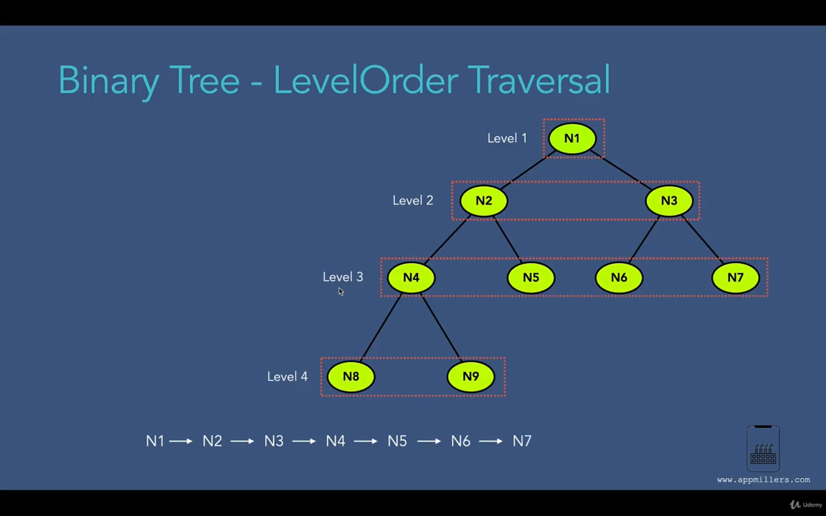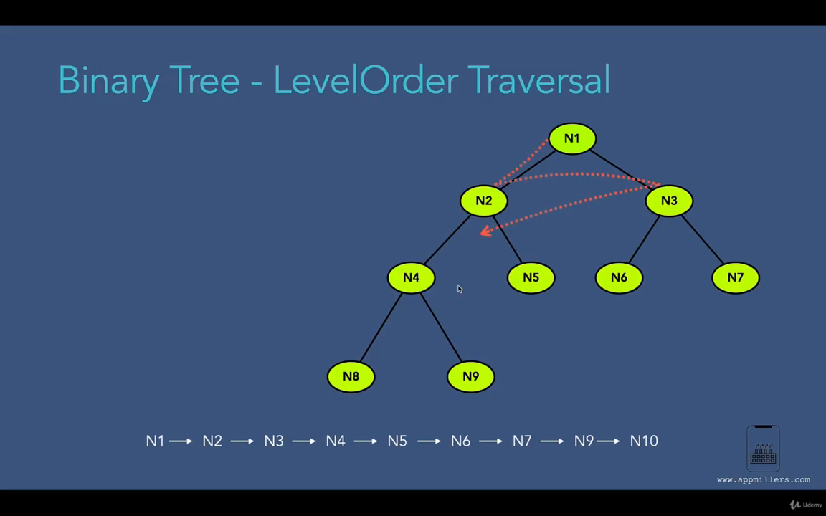And after finishing level 3, we continue to level 4. In level 4, we have two nodes, so we are going to loop through N8 and N9 in this case. So with this, we have successfully implemented level order. Based on this logic, the order of visit in level order will be like this. First we visit the root node, then the second level, then we continue to the third level, visiting all nodes of the third level, then the fourth level, visiting all nodes of the fourth level in this case.